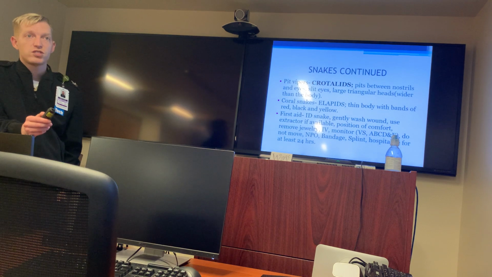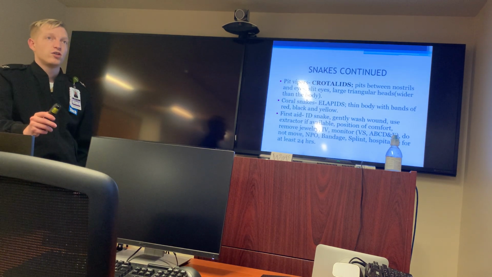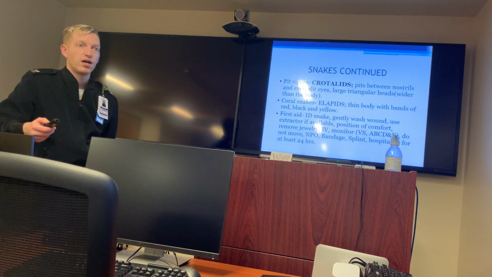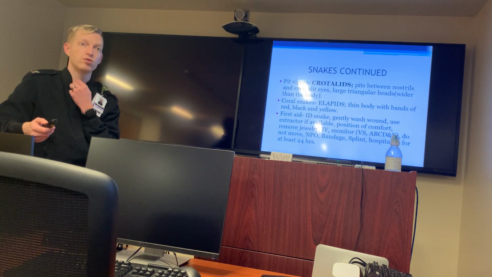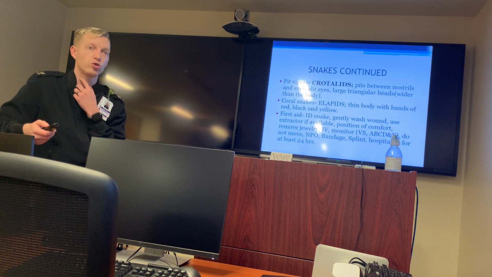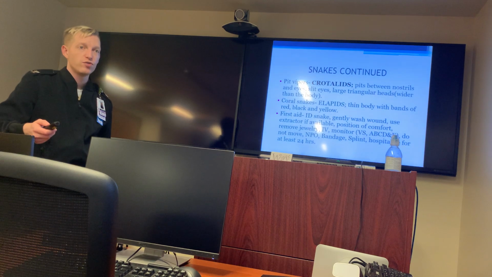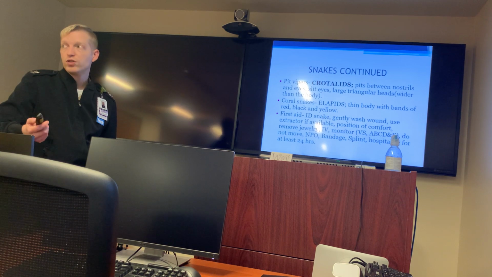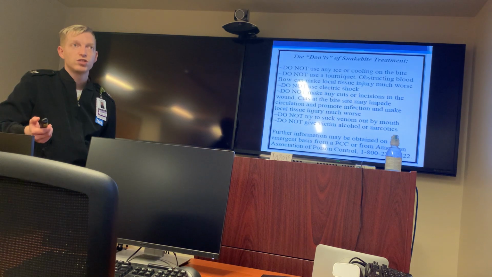This time about different ways to identify your really poisonous snakes, your pit vipers, your coral snakes. And then some first aid. You're going to identify the snake if you can. You're going to generally wash your wound, use an extractor if available. Position of comfort, remove jewelry, IV, monitor. Do not move. Do not give anything to eat or drink. Bandage, splint, and hospitalization for at least 24 hours. Usually if you're able to identify what snake it was, they're able to give some type of antidote for the venom. If not, I'm sure they can figure out what to do.